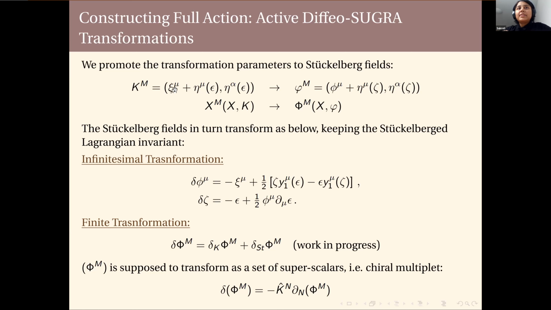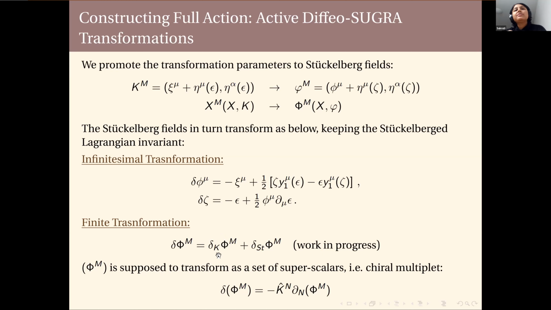The diffeomorphism parameter xi^mu is promoted to the field phi^mu. The SUSY parameter epsilon is promoted to the field zeta. And here the super coordinate X^M is just written as phi^M after Stückelberging. Now, when we did the infinitesimal transformations for Stückelberging, the transformations of the Stückelberg fields were also written only up to a certain order. But now we will have to find the full transformation rules for the Stückelberg fields. And this is work in progress.